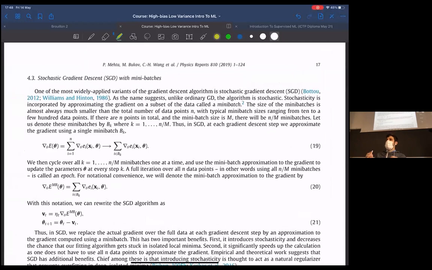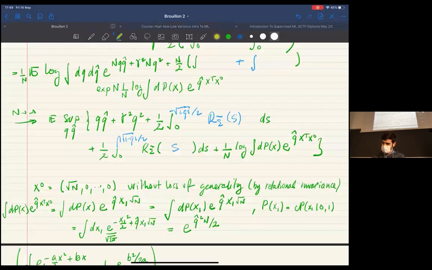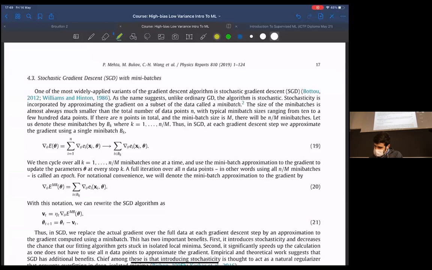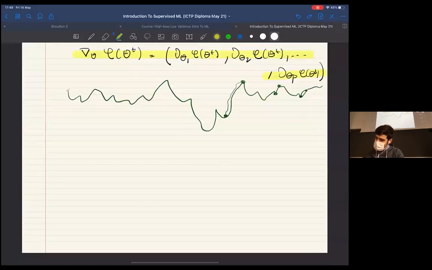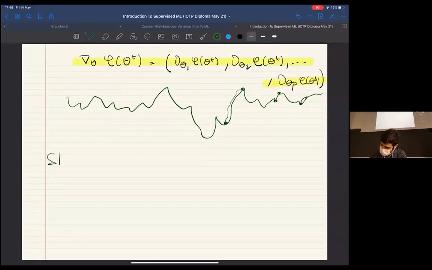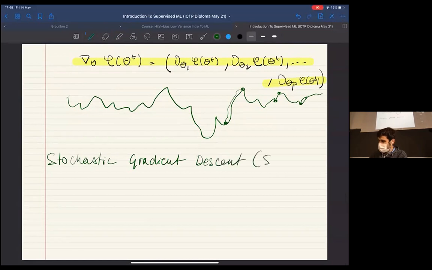So in some way, we need to solve all these problems at once. And what people did to solve all these problems at once is to introduce what is called stochastic gradient descent. So we'll try to follow the notations here. Okay. So what is stochastic gradient descent? What people call SGD.